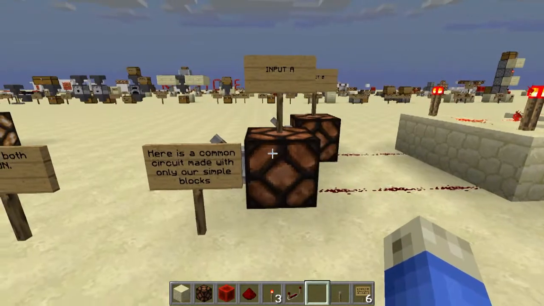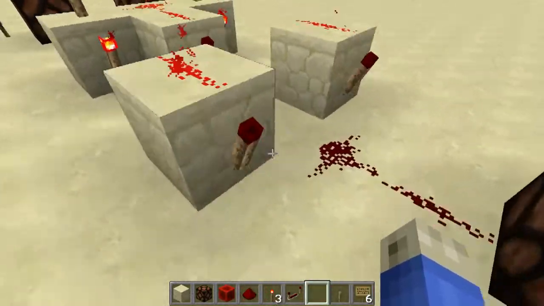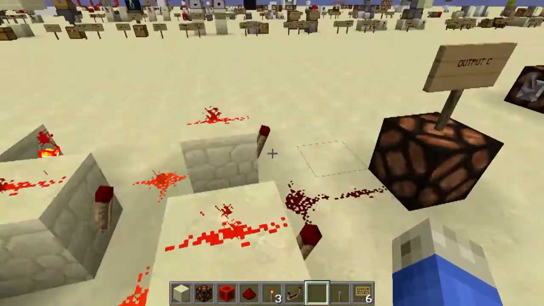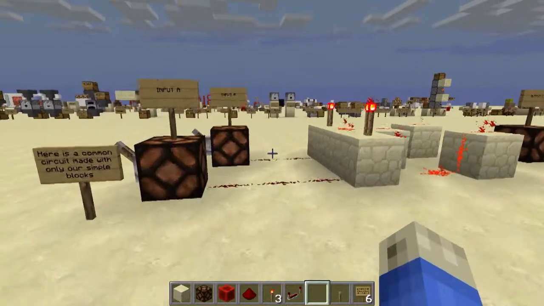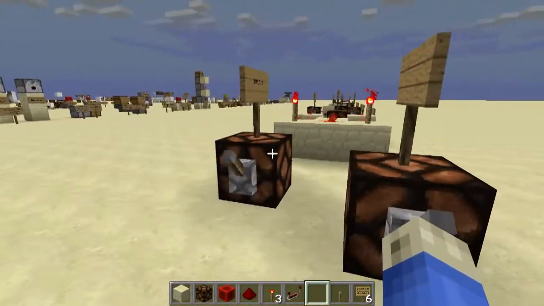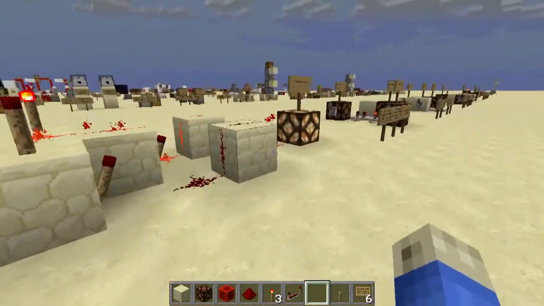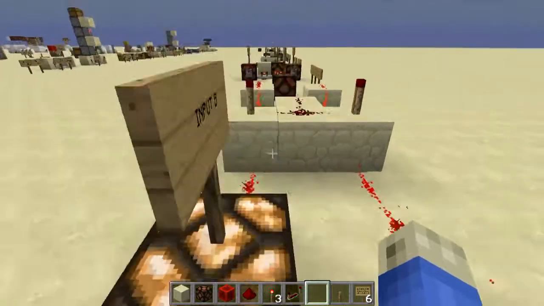So we have our two A and B inputs. Here is the basic XOR circuit using just blocks and torches. It's a little bit more complicated. And here's the output C. Currently it's off. Now when only one of them is on, our output will go on as well. So turning this on, our output is on. If I turn on the second one, the output goes off.